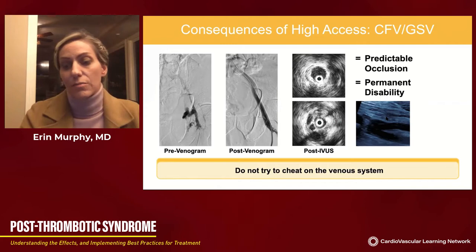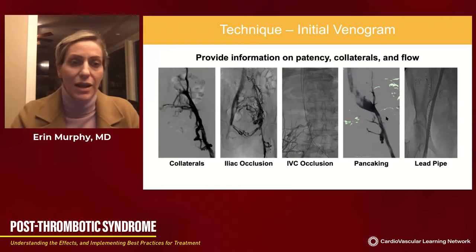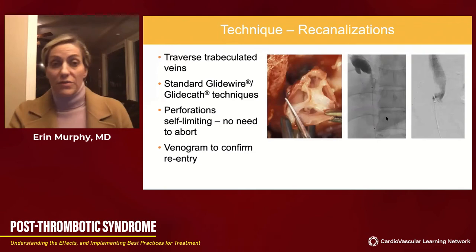Once you're starting the case, I do get a venogram. I use this just for an overall picture of what my plan is going to be. Look at patency, collaterals, a roadmap of what's to come. But if there's any level of occlusion, the next step is to cross it.